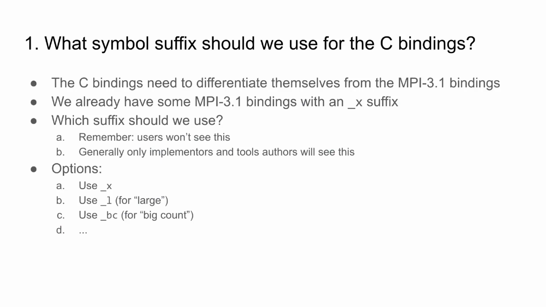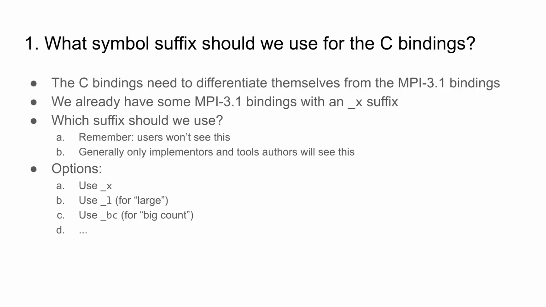We're talking about MPI 4 here, and if we're going to do something that adds in a whole bunch more symbols, which suffix should we use? Because we clearly can't change something like MPI send, that symbol is already tied to int. But if we're going to have an MPI send with an MPI count, which suffix should we use? And two important disclaimers here.